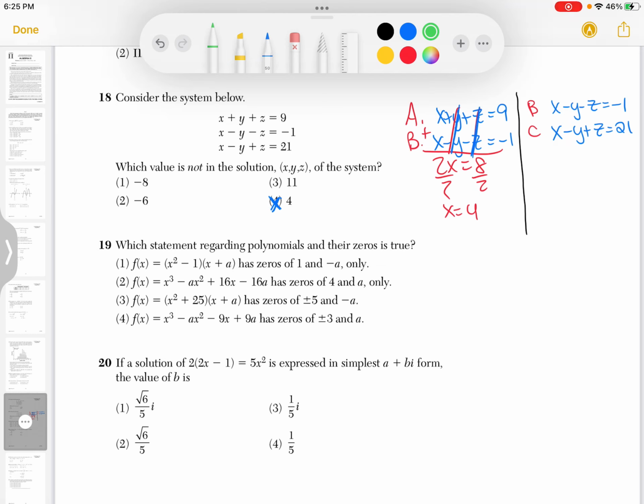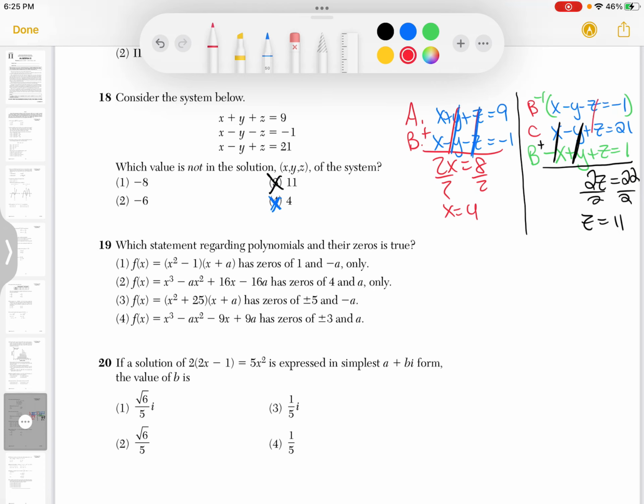To work smarter, not harder, what I'm going to do is multiply my b equation by -1, because watch what happens when I do. This will become a -x plus y plus z equals 1. Now when I go to add these together, the x's and the y's cancel perfect, and I end up with 2z equals 22. So I can divide by 2 and I get z equals 11, which tells me that 11 is not one of my answers.